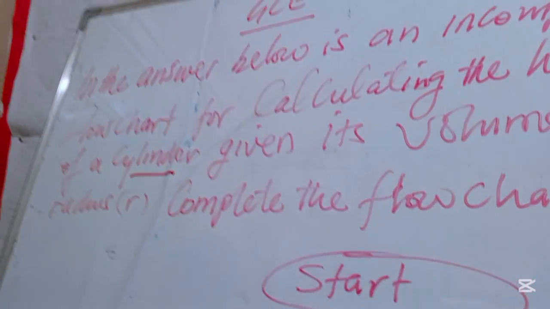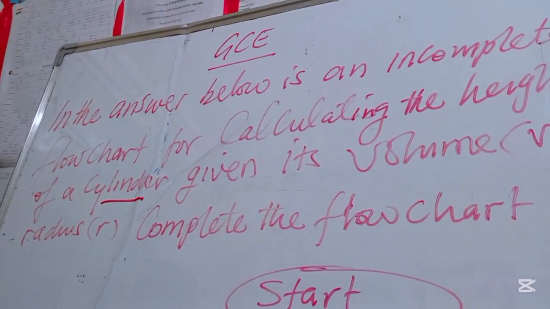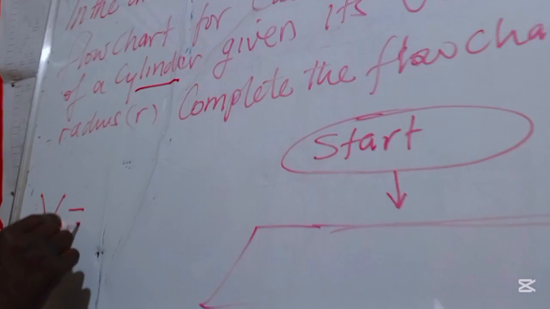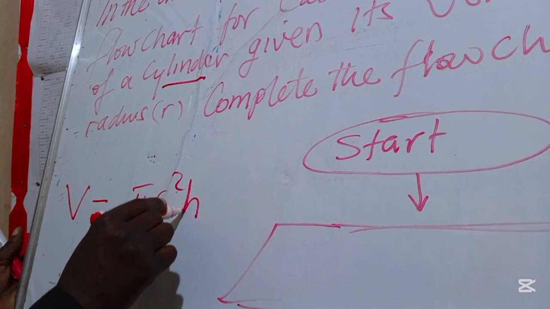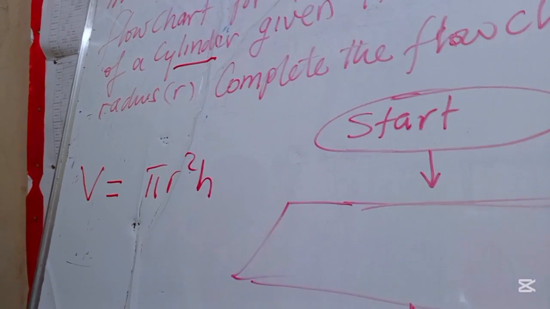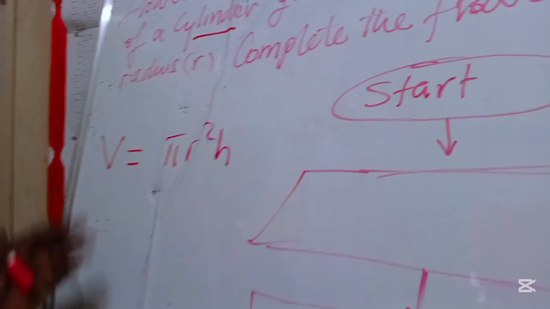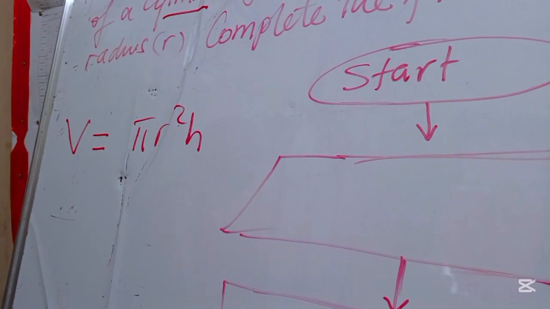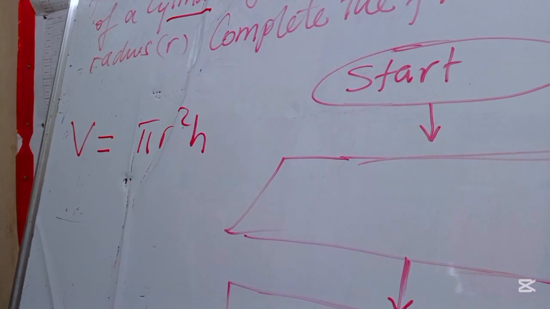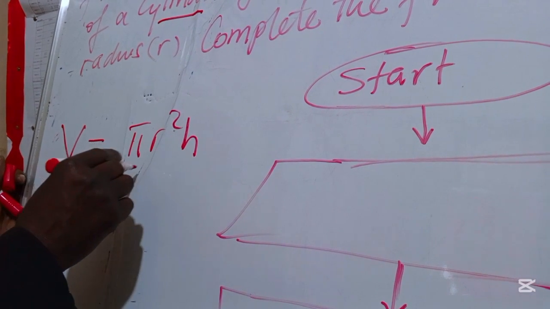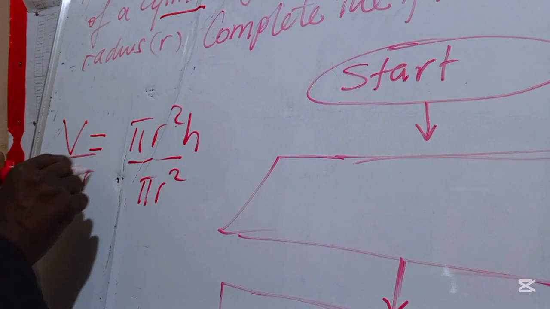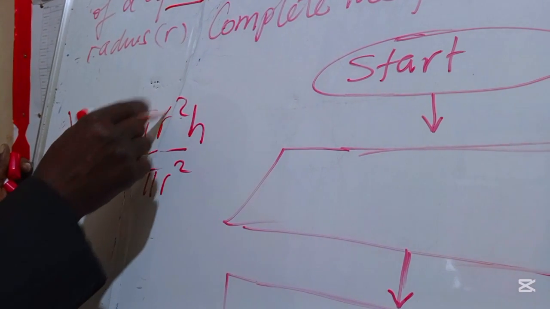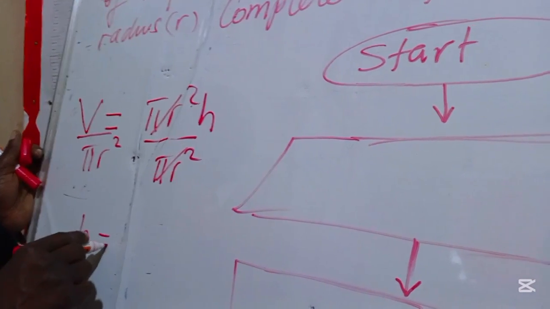Since they have talked about a cylinder and the volume, all I know is the volume of a cylinder. Volume of a cylinder is pi r squared h. They are telling me that I'm looking for h. Since they have already given me the volume, I should make h the subject of the formula by dividing both sides by pi r squared. Be careful, so that this will go, and my h now is like this.